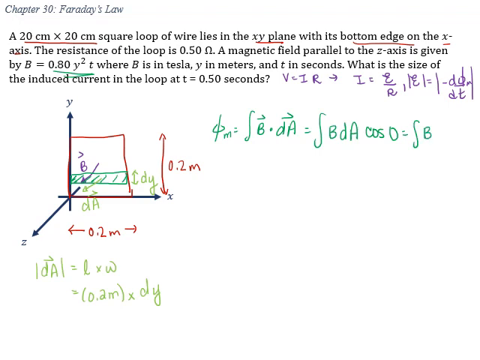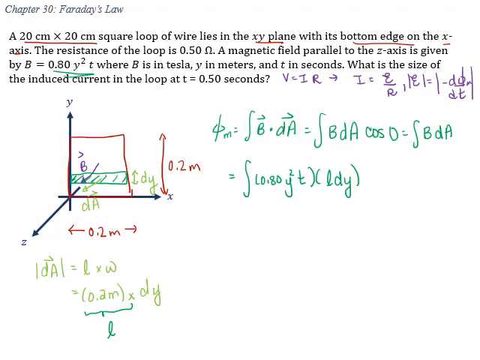So we've got the integral of B times dA. So let's fill in B times dA. B is 0.80 times y squared times t. There's our B. Times dA, length times width. For our length here, rather than write out 0.20 meters the whole time, I'm just going to call that L. So L times dy.